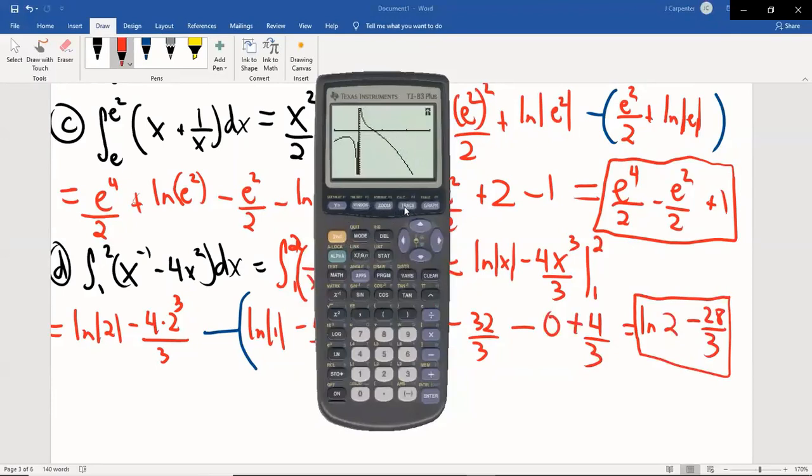So let's go second, calculate. Option number 7, that's our integral. Lower limit of 1, hit enter. Upper limit of 2, hit enter. It draws the shaded region that we're computing, and look at that, negative 8.640186, and so on. So again, the answer is not negative 8.6 and so on. It's natural log of 2 minus 28 over 3.